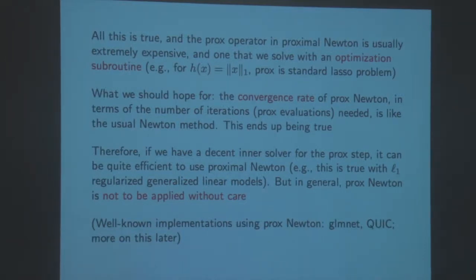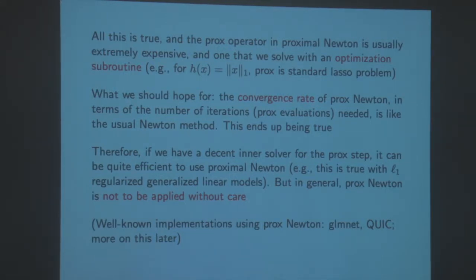So what we should hope for, if we're going to think about applying proximal Newton, is that the convergence rate is like Newton, which means that even though we have to solve this hard prox, we should only have to solve it a few times before we get to a very accurate solution. If proximal Newton had the same convergence properties as proximal gradient, we'd be in a lot of trouble, because we made these subproblems super hard, and we need a lot of them. Fortunately, it turns out to be the case that, as you would hope, under broad conditions, proximal Newton has the same convergence rate in terms of number of iterations required as Newton.